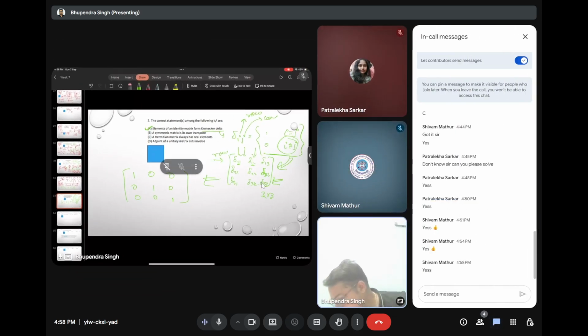So the first option is correct, but here other options can also be correct because this is not a multiple choice question. This is a multiple select question. So the second option is a symmetric matrix is its own transpose. So first you have to know the symmetric matrix. Tell me what is symmetric matrix.